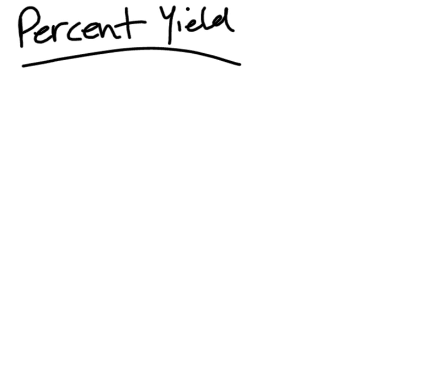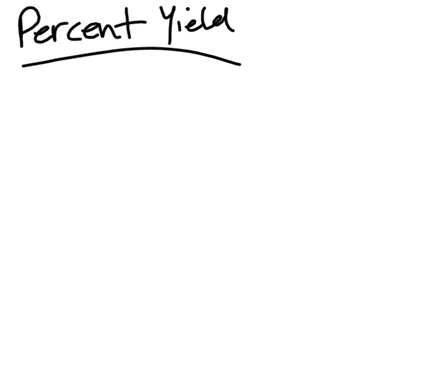Okay, this is your very short video on percent yield. Percent yield is based on two pieces of data. One is your theoretical yield, which you can get through stoichiometry, and the other is what kind of yield you get in an actual experiment.